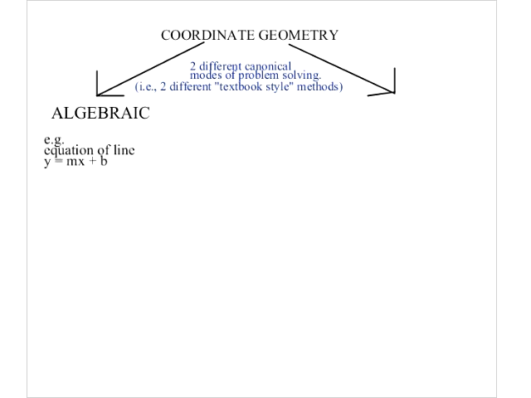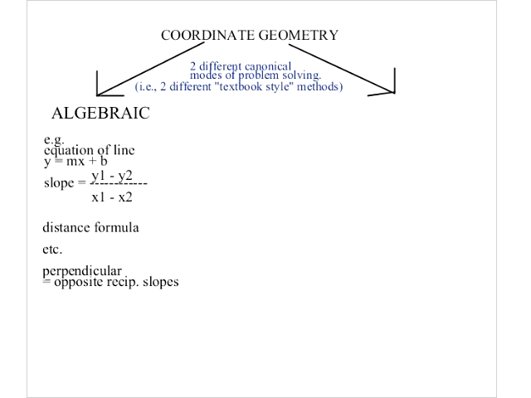But also there are things like slope formulas, where slope is y1 minus y2 over x1 minus x2, and then you have distance formulas, etc. And then you have perpendiculars. If you see perpendicular, you have opposite reciprocal slopes. These are all algebraic methods. And I'm sure that most of you at least have some sort of familiarity with these algebraic methods.